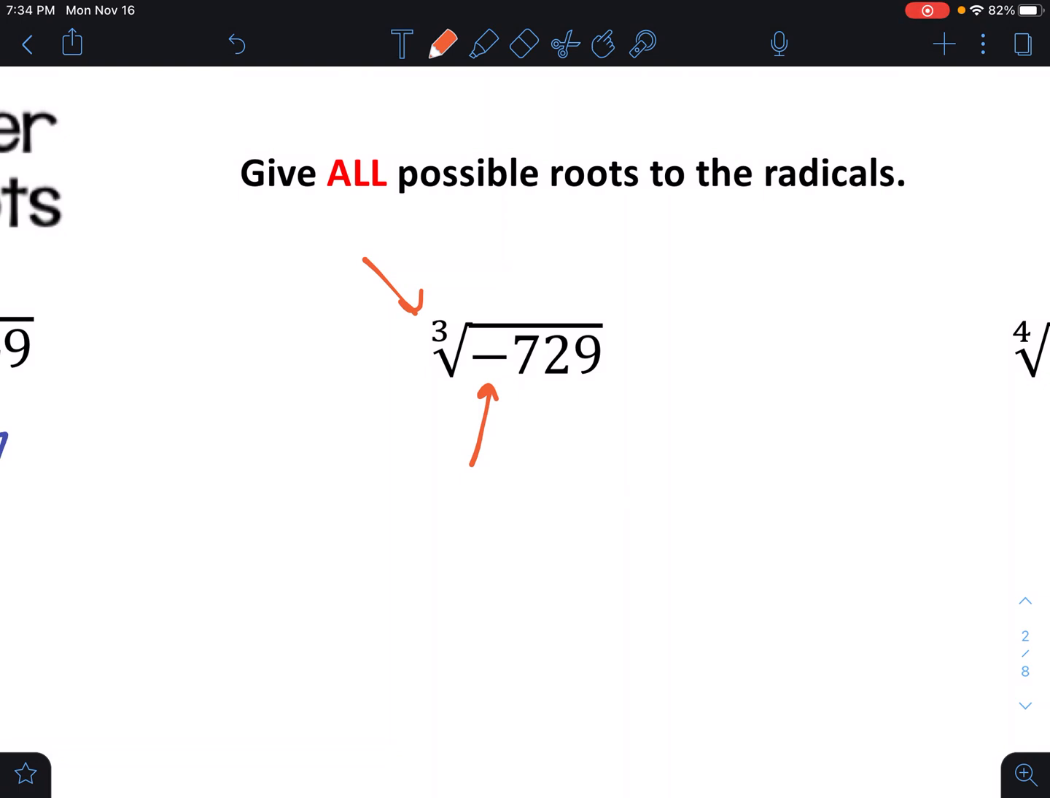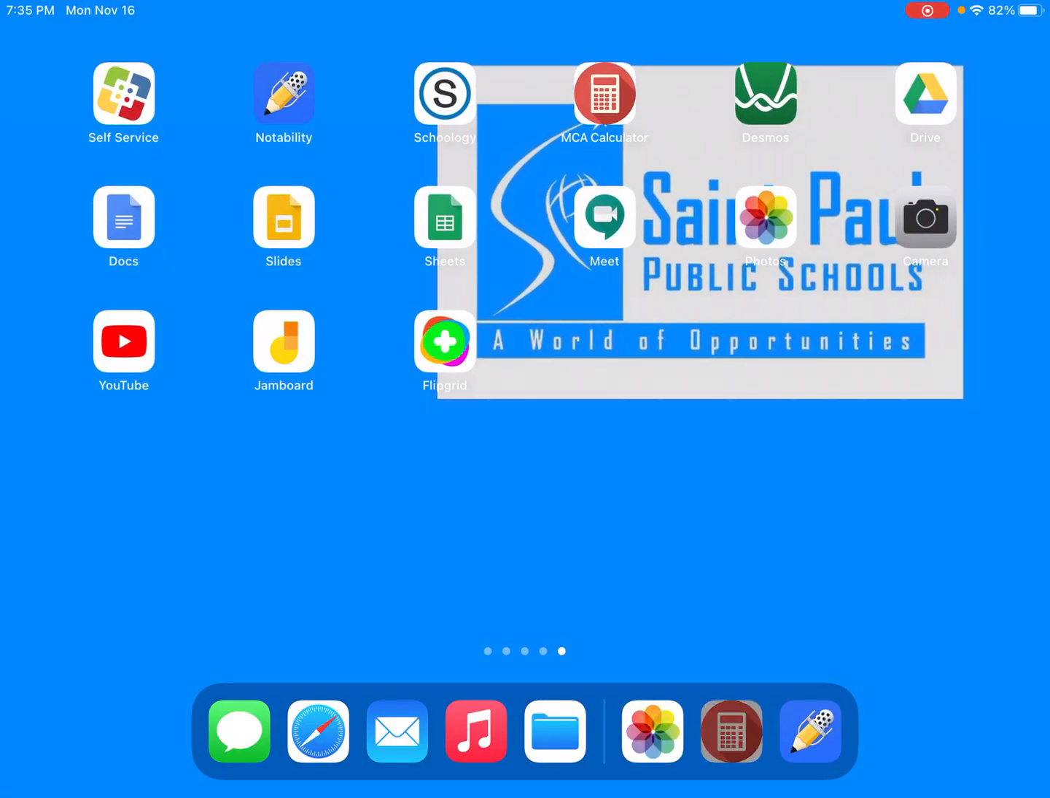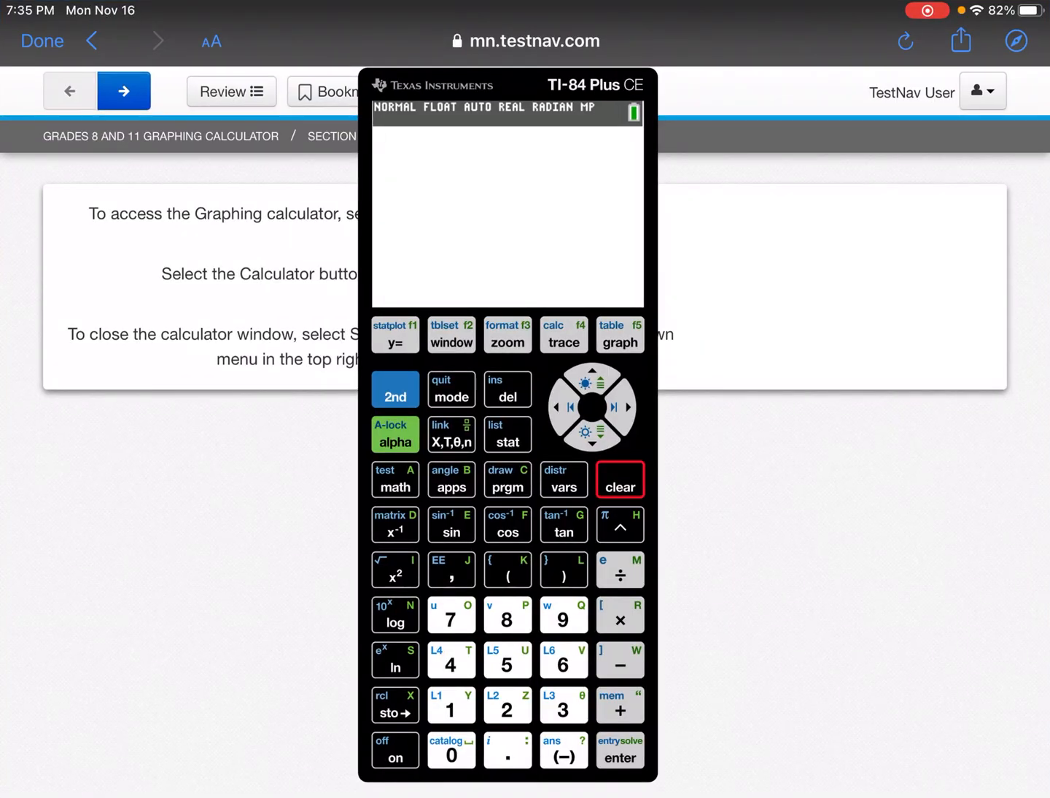You can use the chart that I gave you. You can also type into your calculator. So I'm actually going to show you how to do that. Now, first of all, the square root is right here. So you have to hit second and then the number, like 25, and type it in. But let's say you want the cube root or the 4th root.